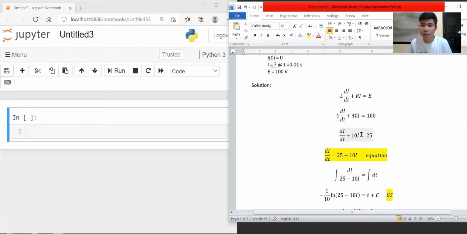So now, let's transpose it into a general form. So di over dt is equal to 25 minus 10i. So this will be our equation.